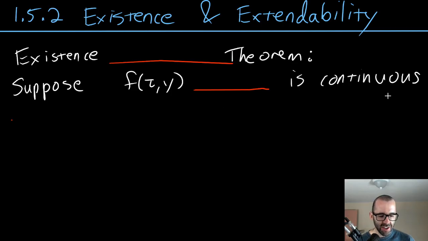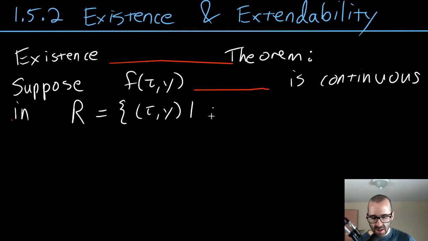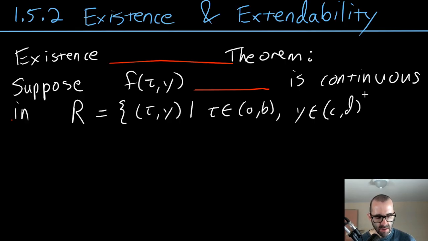So suppose this function is continuous in some rectangle, and we're going to call that rectangle R. We're going to write R in set builder notation. R is going to be the set of all ordered pairs (t, y) such that t is between some a and b, and y is between some c and d. So it's just the rectangle where t is between a and b, y is between c and d. I'm just giving that rectangle a name. All right. So that's basically the whole hypothesis.